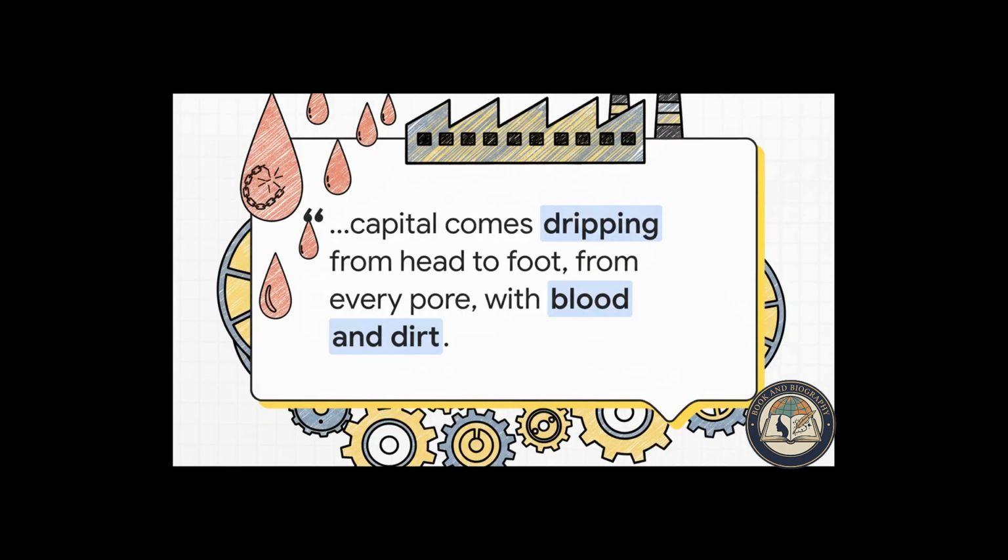This famous quote really sums up his whole view on the matter. That initial pile of wealth, of capital, wasn't just the result of saving pennies. It was built, he argued, on things like seizing land, colonial plunder, and the slave trade. For Marx, the system was born in violence.